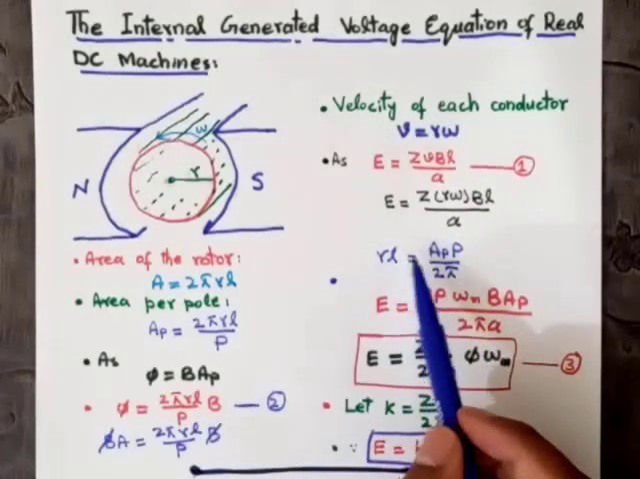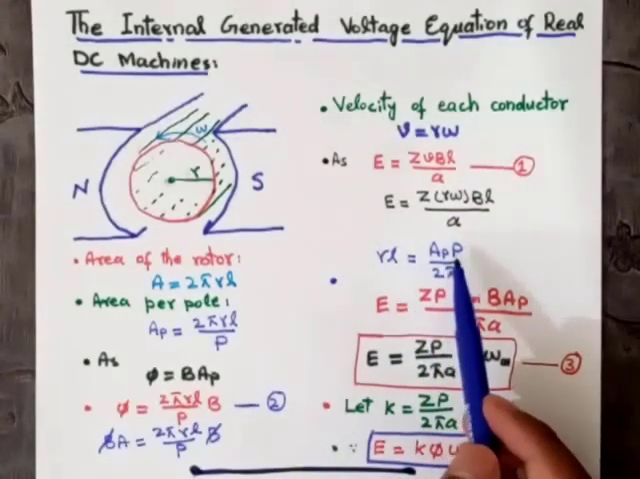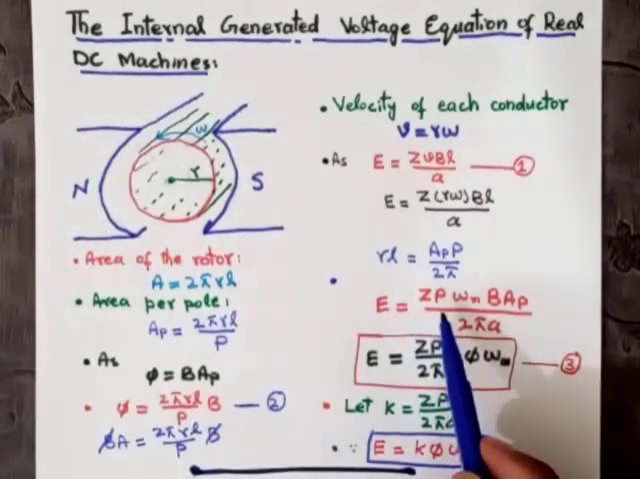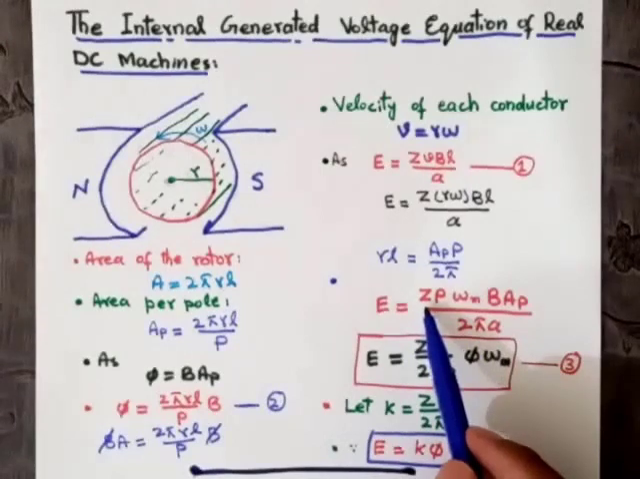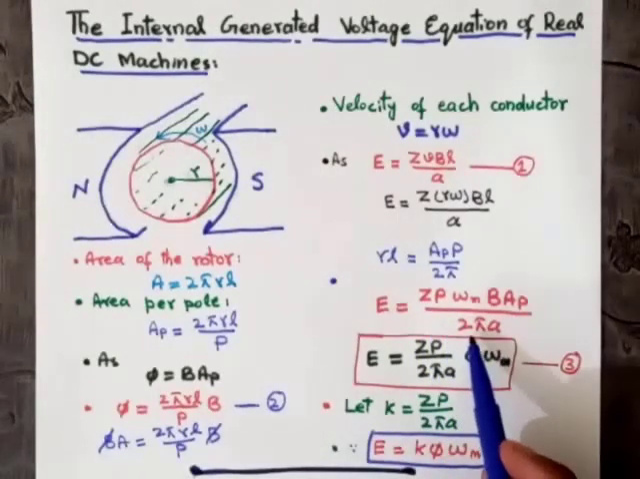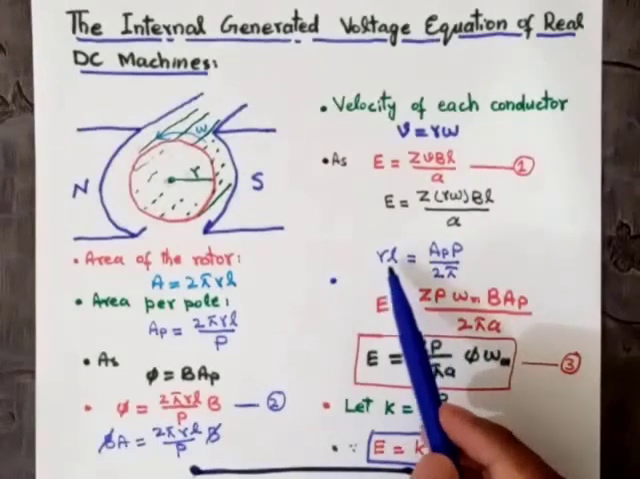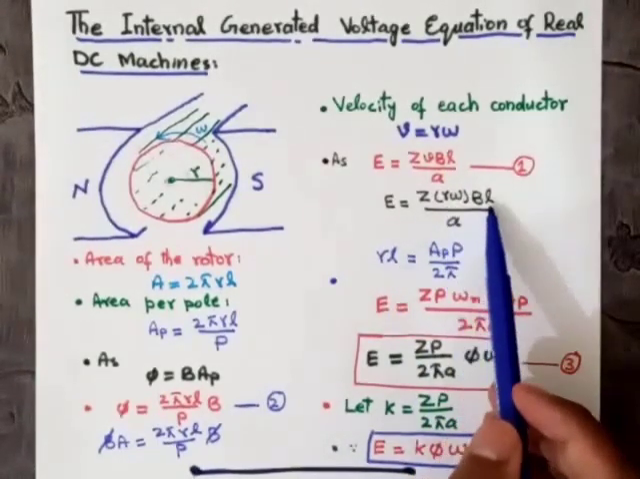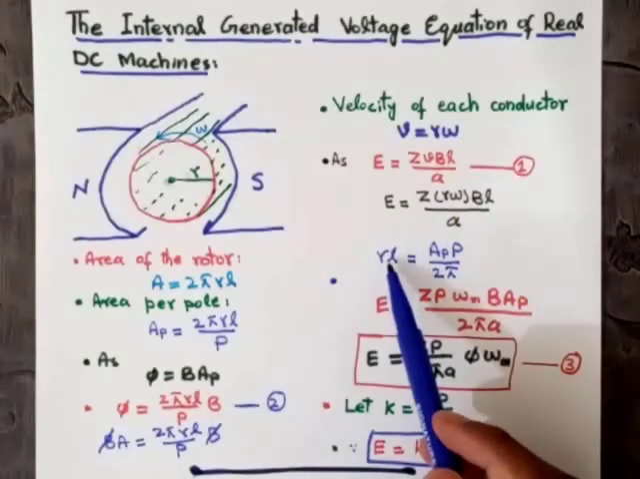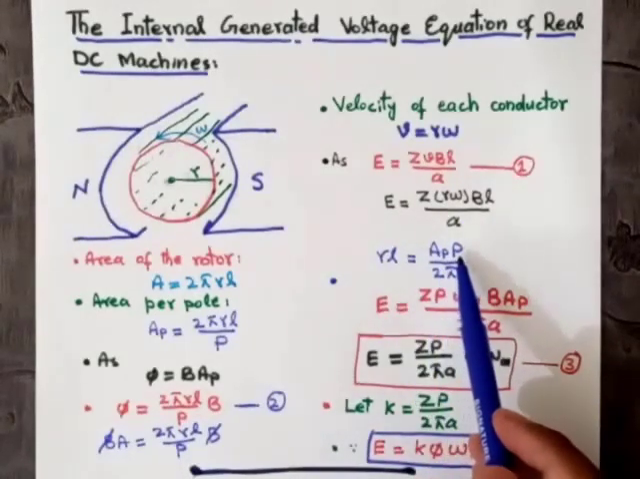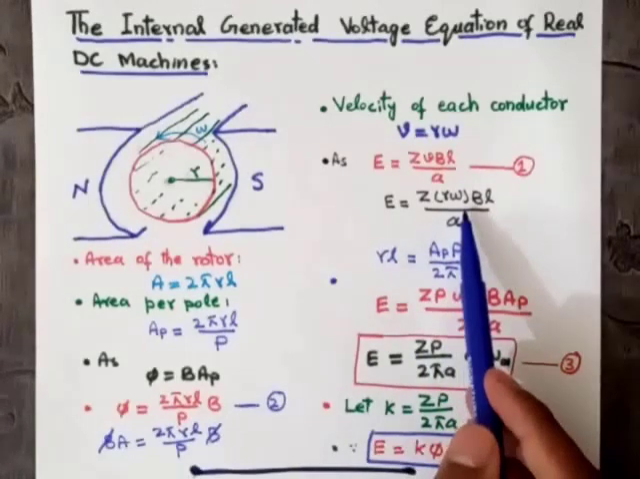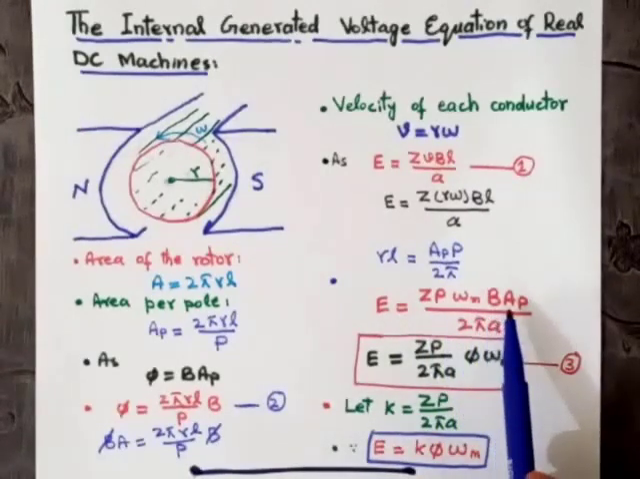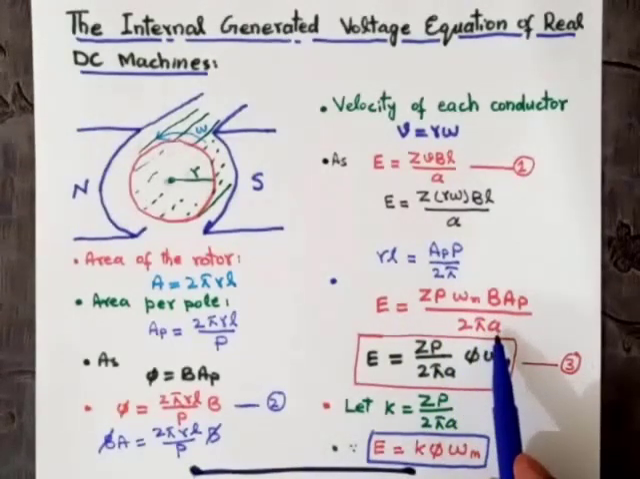Putting the value of RL as RL is equal to AP over 2 pi in this equation, we get E is equal to ZP omega m BA over 2 pi A. Here we just put the value of RL. As you can see in this equation, R and L both exist. Putting the value of RL is equal to AP into P over 2 pi, we get E is equal to ZP omega m BA over 2 pi into A.